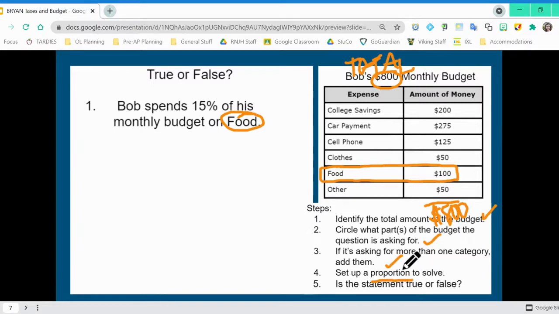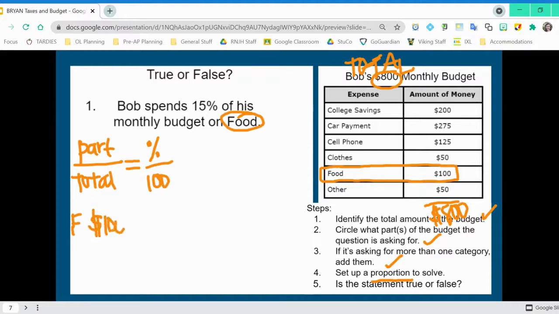So a proportion is like setting up a one chart. So like we kind of reviewed in the beginning, our proportion is going to be whatever part we want the percent of over the total. And it's going to equal the percent out of 100. So let's set that proportion up. So our part is going to be how much does he spend on food? So for food, it is $100. So we'll put $100 on top.